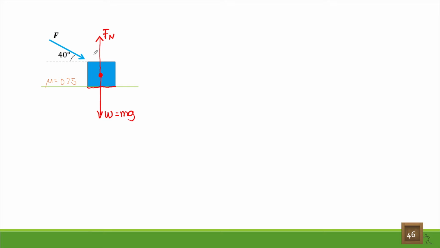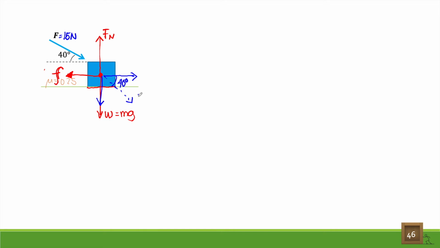Next, we have the friction. So the friction is opposite to the object's movement. So here is friction. And the next one is the force. This force, which is 15 newtons. Now, that force will actually appear here. And that can be written in its component form. We have here 40 degrees.